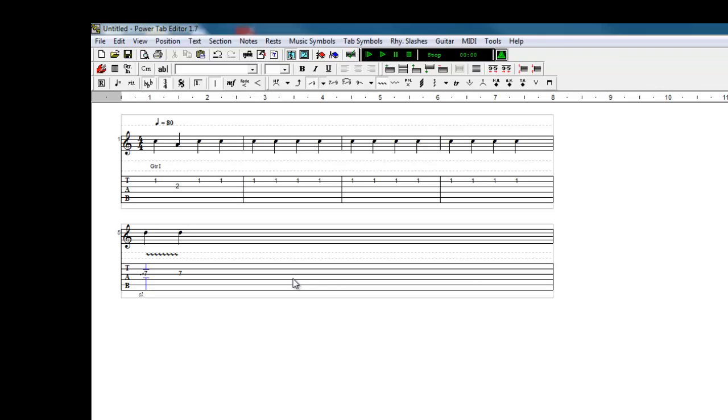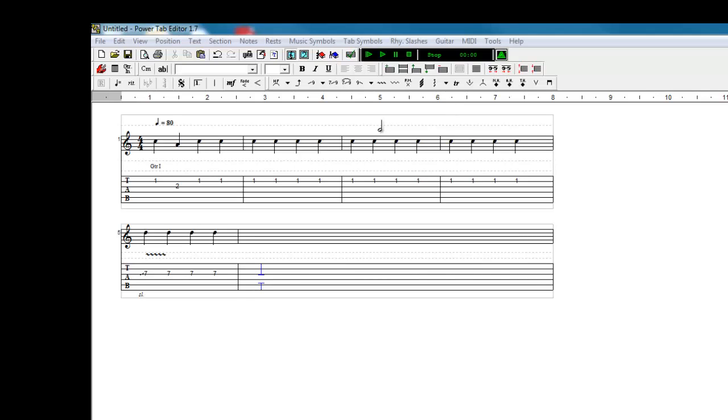we're basically just shaking the string back and forth. So if I looked at this tab for this note, I'm sliding into the 7th fret and then adding vibrato. Pretty cool.